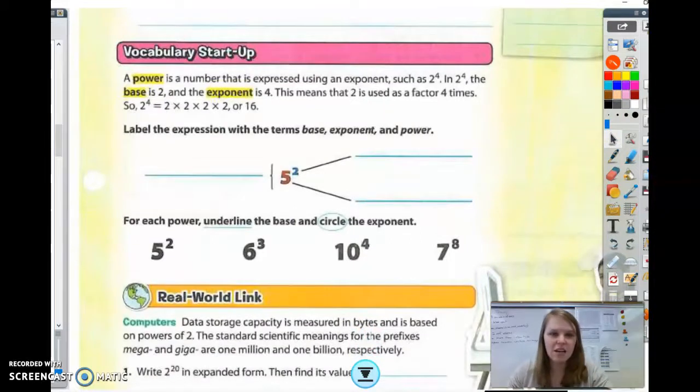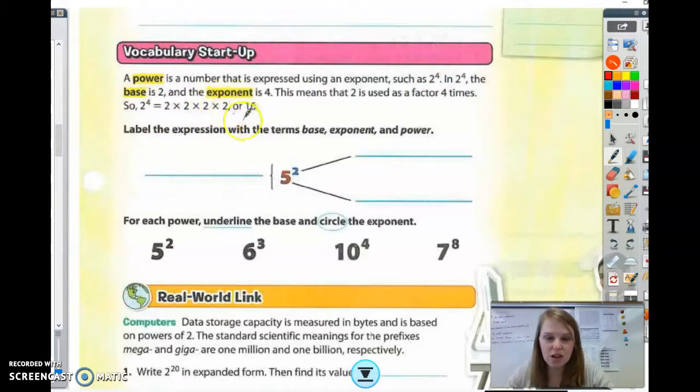So when this is looking at powers and exponents, there's some important vocab that we want to know. So I'm going to go ahead and write some stuff in here. We're going to fill out our workbook. It says a power is a number that's expressed using an exponent such as 2 to the 4th, and in that example, 2 to the 4th, the base is 2, the exponent is 4. It means that 2 is used as a factor 4 times. So 2 to the 4th means 2 times 2 times 2 times 2.